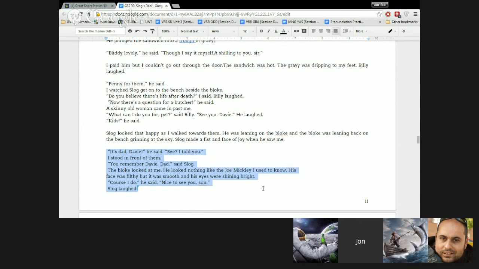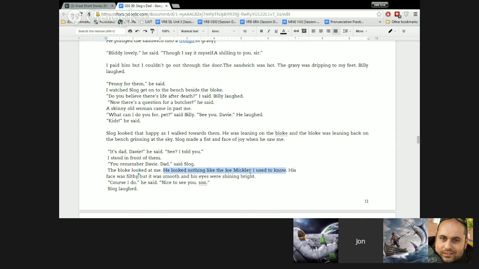Slug laughed. So, this bloke, you remember Davy, Dad? Is this surprising? This guy, does he look like Slog's father? Joe Mickley, does he look like him? According to what you read, does he look like him? No, right? Davy, the narrator, says he looked nothing like the Joe Mickey I used to know. So it doesn't look like him.